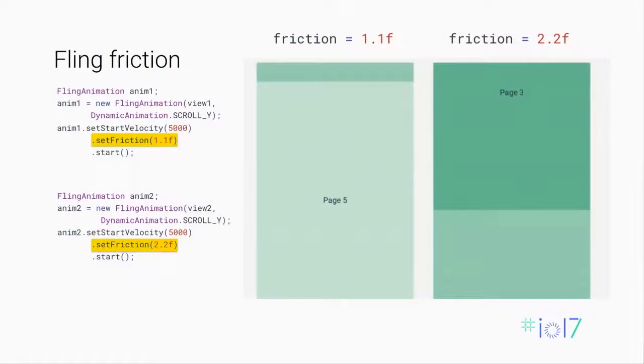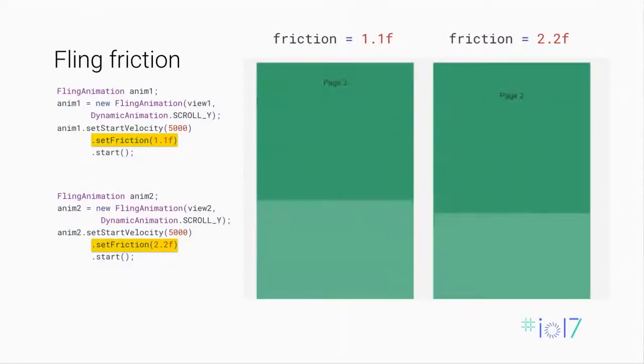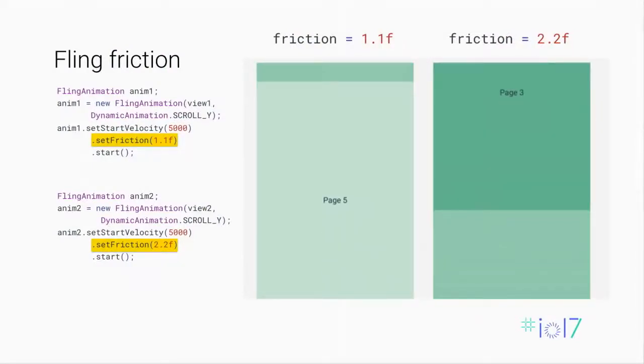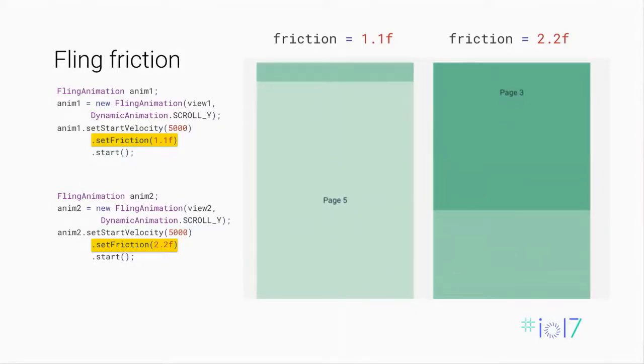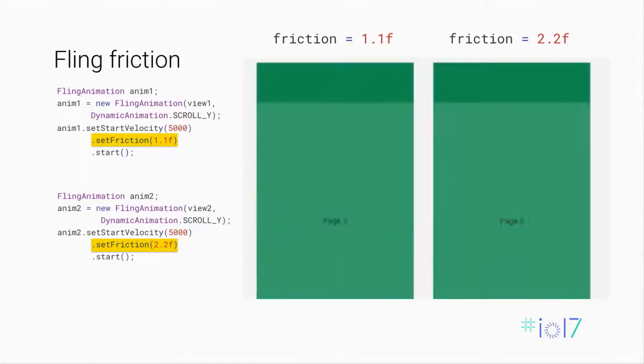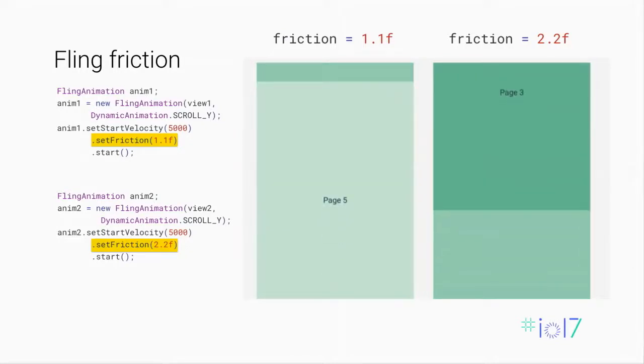As you can see here, with a smaller value of friction, the animation would go on for much longer, whereas when the friction is higher, naturally it decelerates the movement a lot faster, causing the animation to stop a lot sooner. And you can configure the friction to whatever positive value that looks good for your animation.